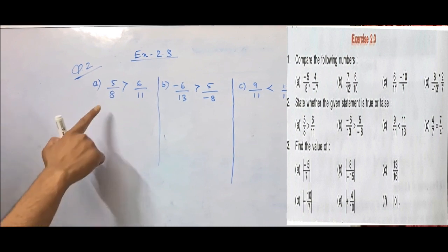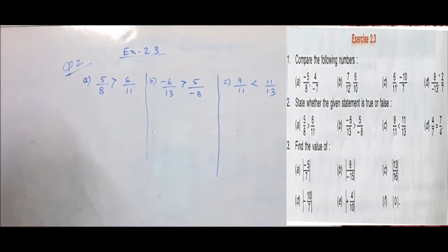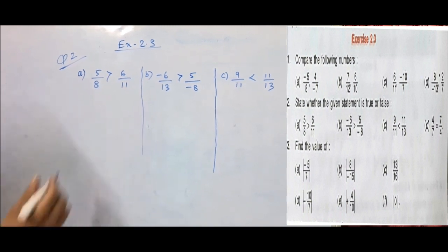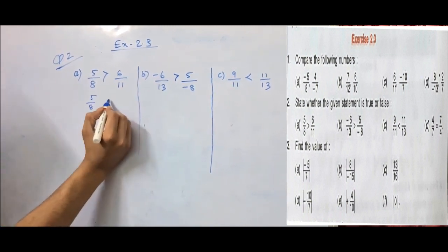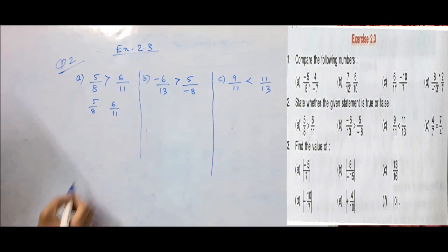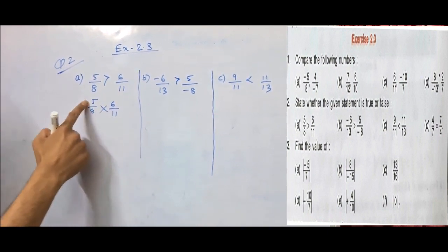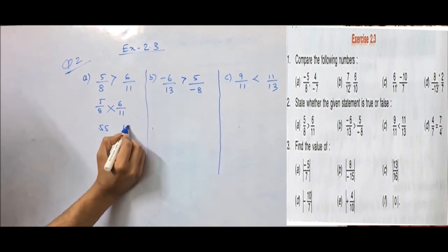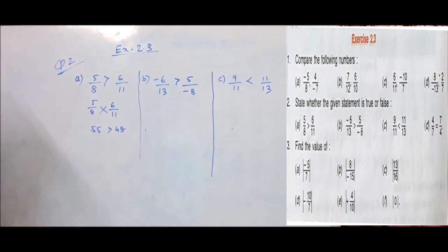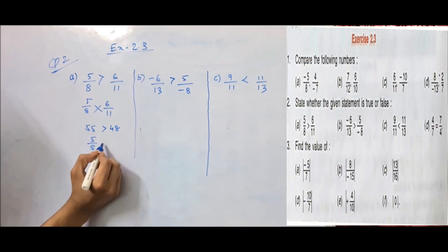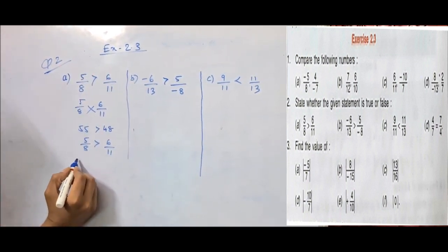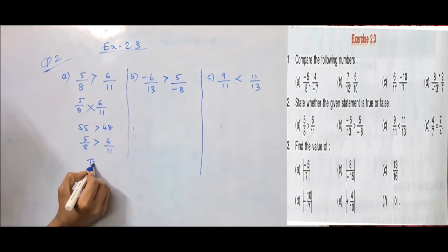Question number 2 is asking you whether the given statement is true or false. You need to identify. Here it is given the first rational number is greater than the second rational number. For that we need to verify. Let us do the cross multiplication. 11 into 5 is 55 and 8 6s are 48. 55 is greater than 48. That means 5 by 8 should be greater than 6 by 11, which is already given to you. Hence the given statement we will write as true.